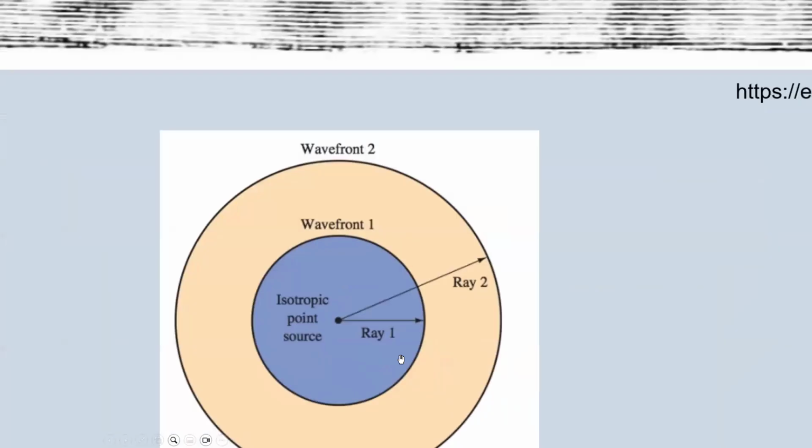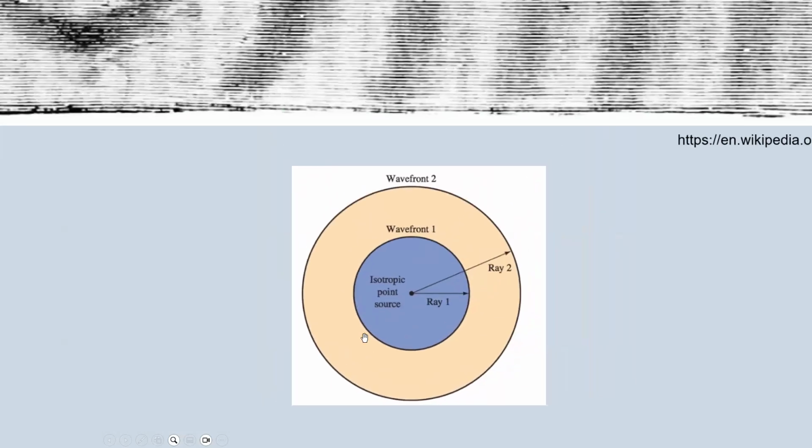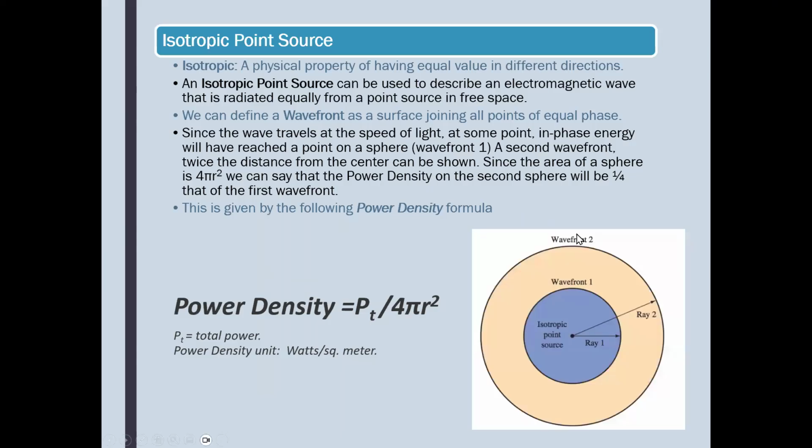Isotropic point source. It's a source which is an isotropic point. Here's a wave front, another wave front, and the next slide explains what characterizes something called a wave front. Here comes the next slide. All right, isotropic point source. And here's the wavefront. We'll get to it.